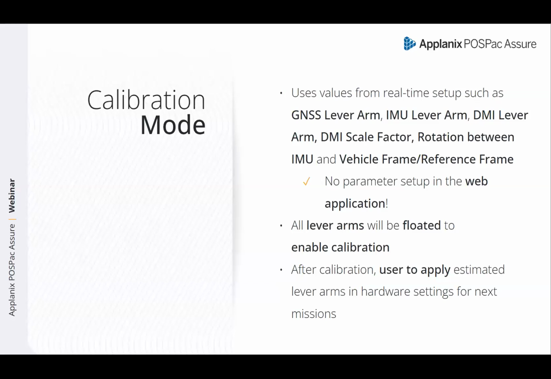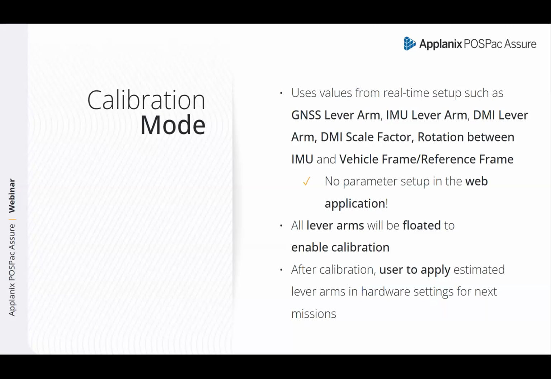Now, the calibration mode, what's specific about the calibration mode? One thing that is important to understand here is that the initial values that we want to calibrate are basically coming from the real-time setup. So the user will need to make their initial setup in the browser user interface or in our POSView controller. And we basically take those values and we float all of those values to enable the calibration process. So there's no interaction on the web application itself where you can enter any lever arms or any rotation values. That needs to be done on the system itself.